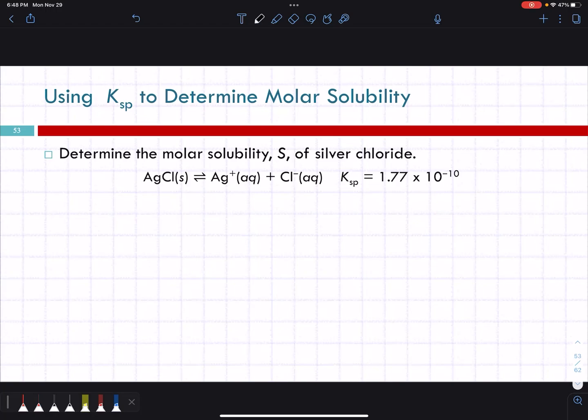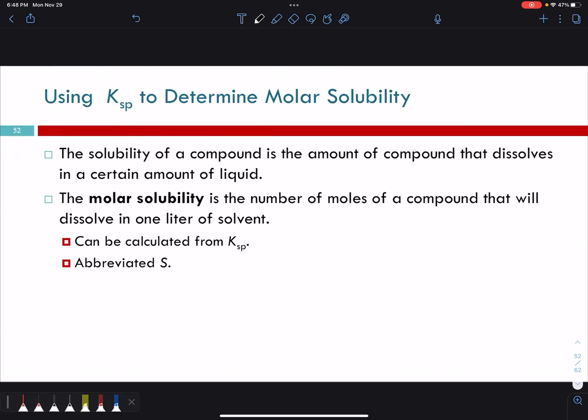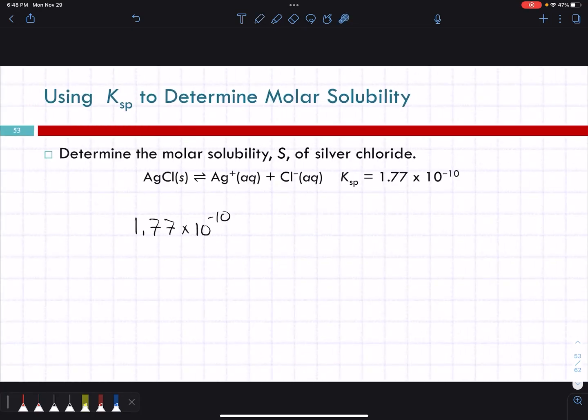Because I want to say that the molar solubility is the amount of... Now we could Google it real quick, but let's try and figure it out. So 1.77 times 10 to the negative 10, that's our Ksp. Molar solubility is the number of moles of a compound. It's the number of moles of silver chloride that will dissolve. I think that, and we'll check this on Google in a second.